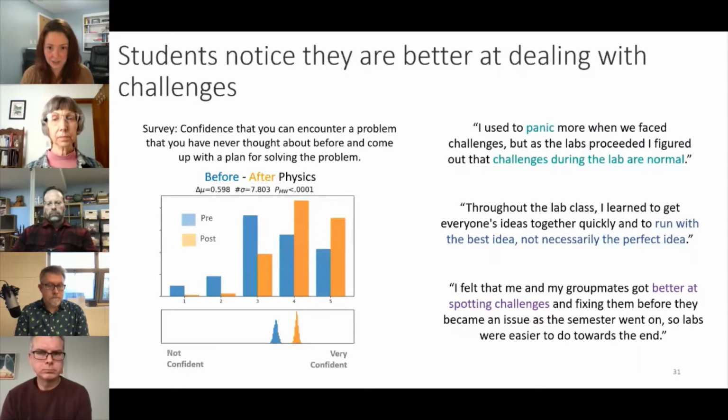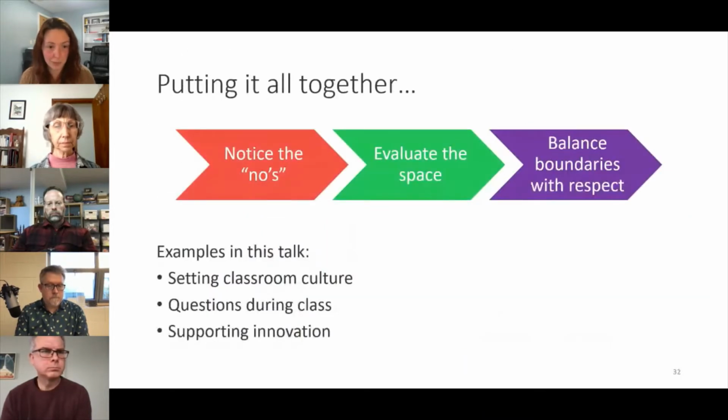So kind of putting it all together, this is the framework that I propose, which is to notice the no's and the discomfort, figure out what that discomfort is coming from, what we value, and then figure out how to keep those values in a space that gives students more respect and more agency. And so that is kind of the end of the slides that I have.